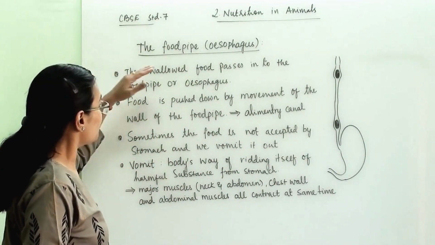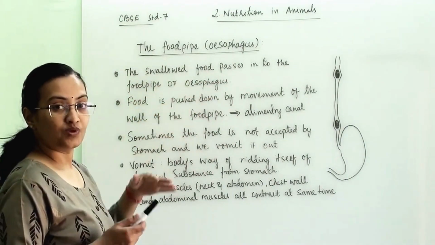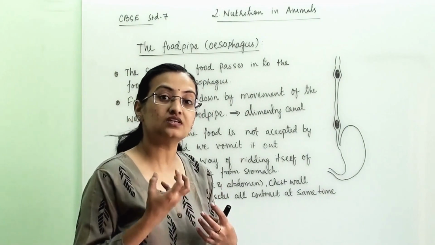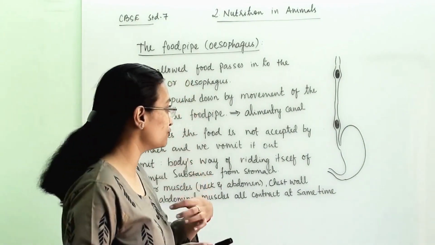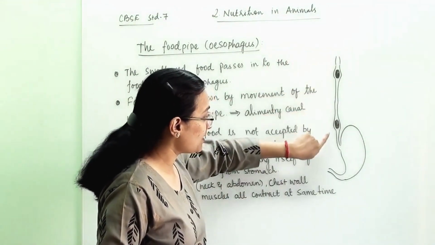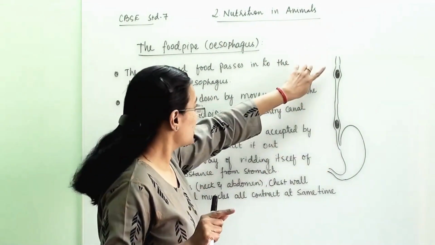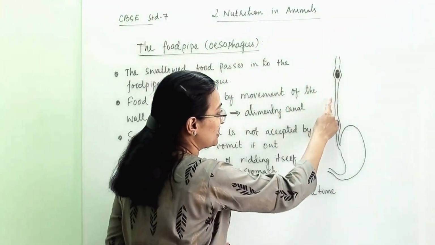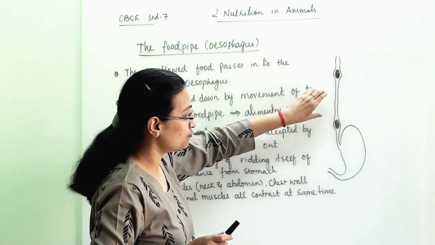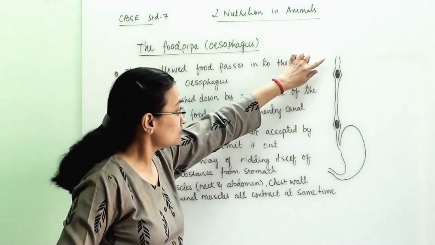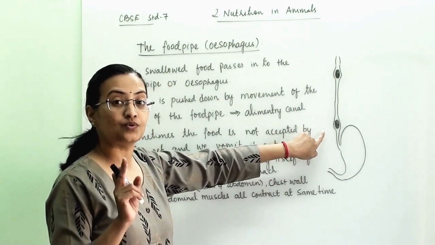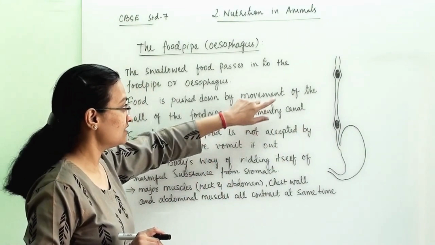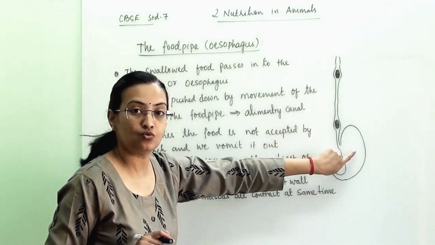So the swallowed food passes into the food pipe or esophagus. We have learned that first we are chewing the food into our mouth. The saliva will get mixed with the food and then we are slowly swallowing the food. Now it goes through the food pipe, which connects it to the stomach. So here food is pushed down by the movement of the wall of the food pipe. This kind of movement we can see in the food pipe. So part by part the food is going to the stomach. This movement which happens throughout the alimentary canal while we are eating the food is known as peristalsis. Part by part food will pass through the food pipe and go to the stomach.